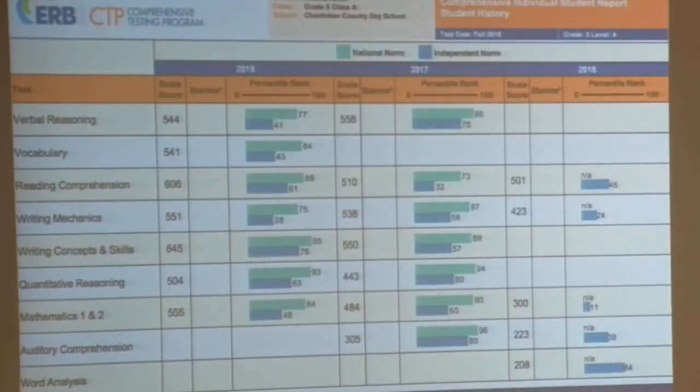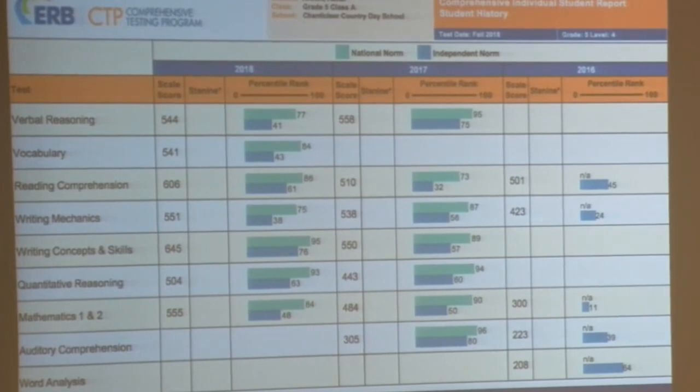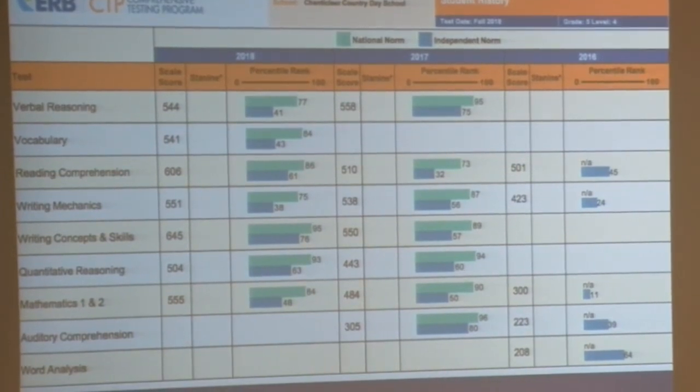All right, last but certainly not least, and in fact I would say this is the most important page of this report, is the student history page. We are working on, hopefully next year, having this be kind of a standalone, delightful graph that will give you 5 years of data. But for now, this is what we've got. This is the percentile rank in the various norm groups, which I have here, independent and national.